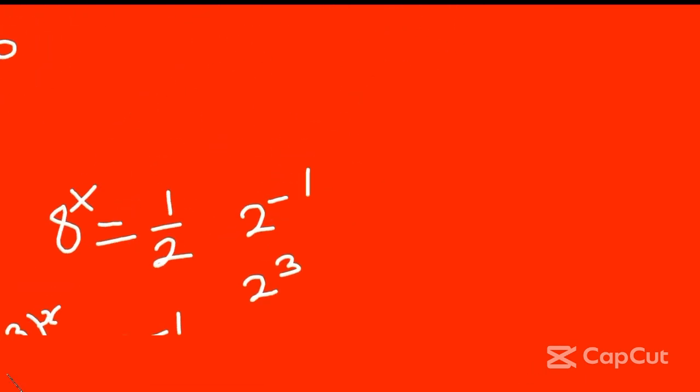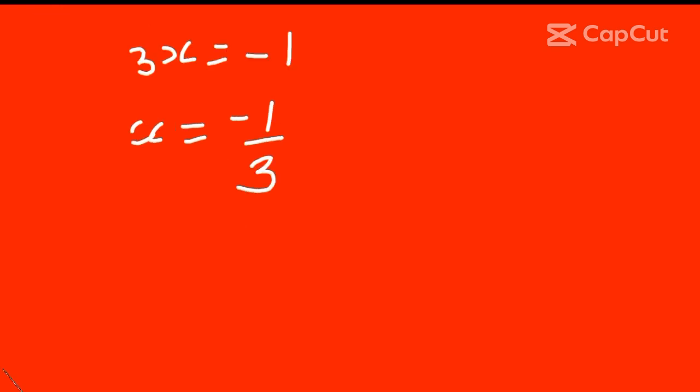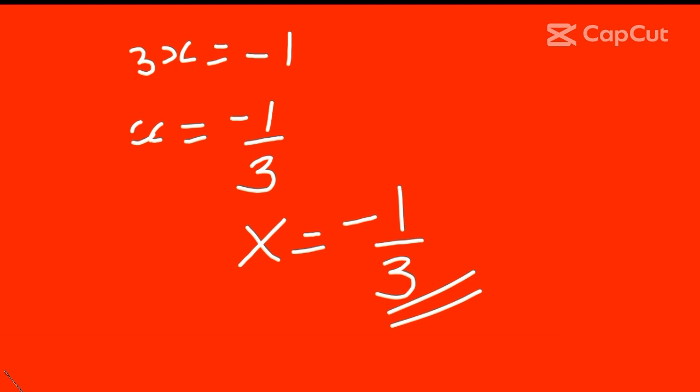Now on the other part, we have a plus 1 is equal to 0. So here a is equal to minus 1. So we have that 8 raised to the power of x, which is the value of a, is equal to minus 1. And actually this is impossible, so we're not going to use this answer. The answer we're going to take is x is equal to minus 1 over 3.